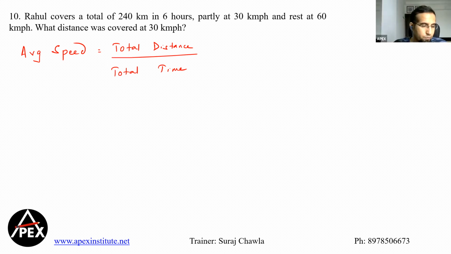Yep, let's see this, guys, now. So this says Rahul covers a total of 240 kilometers in 6 hours, partly at 30 kilometers an hour and the rest at 60 kilometers an hour. So can I say that the average speed becomes 240 by 6, that is 40 kilometers per hour. Okay, guys. Now the average speed is 40 kilometers per hour.